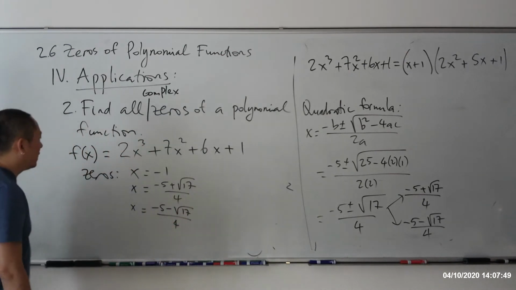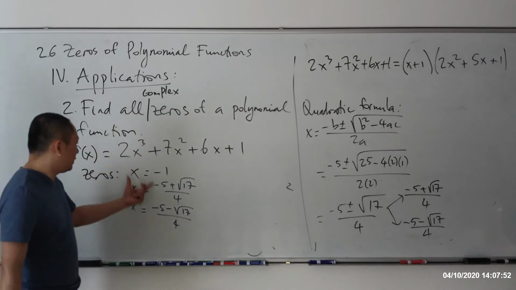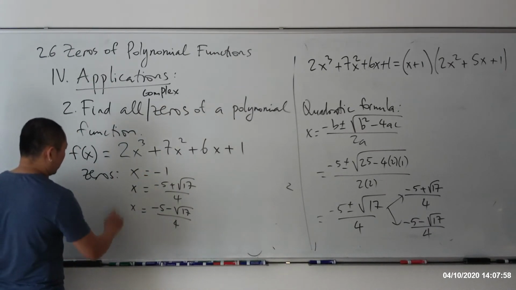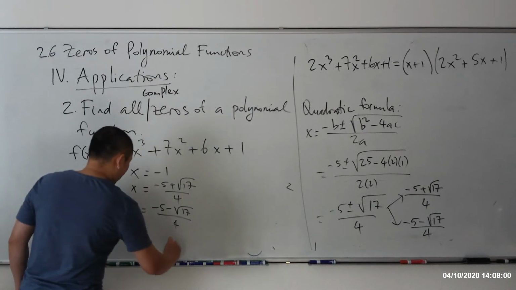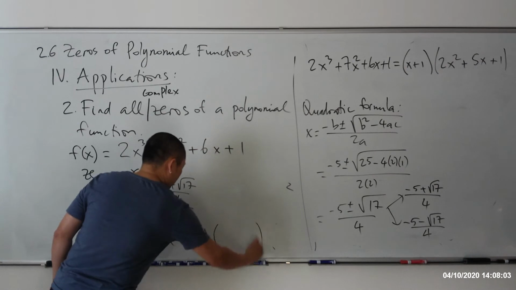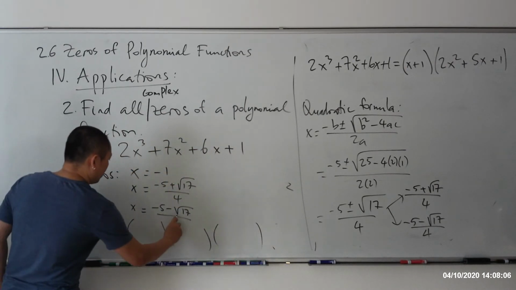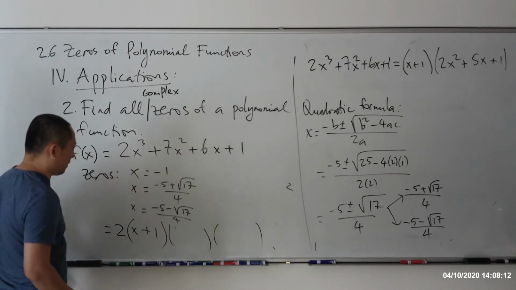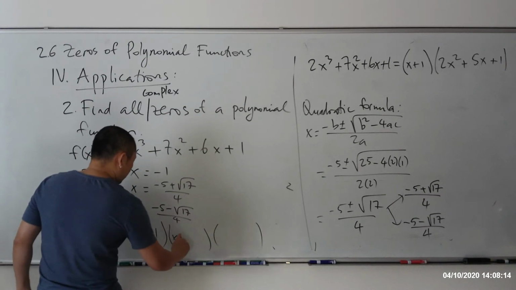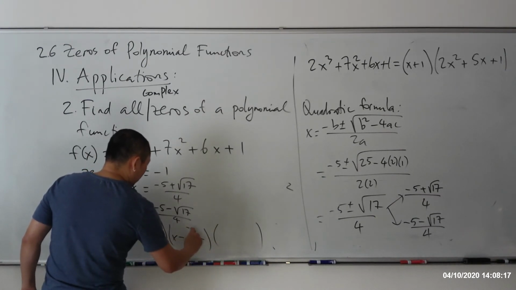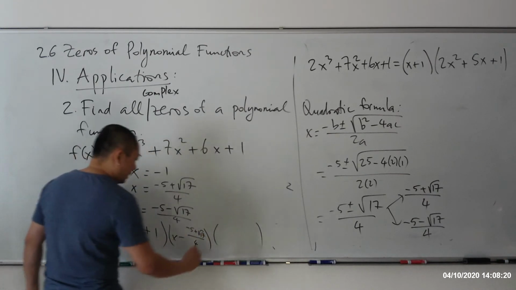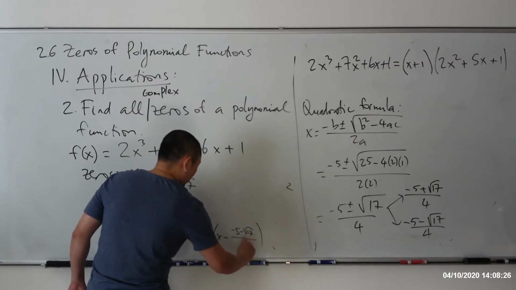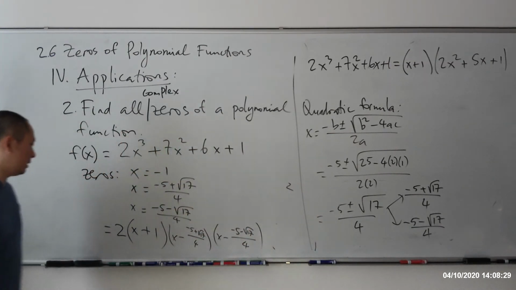They're all real numbers. And you may see a bonus question. It asks you to express the polynomial as a product of linear factors. So you're going to write it this way. Leading coefficient is 2, right? Product of 3 factors. You're going to have 2 times x plus 1, and then x minus (-5 plus square root of 17 over 4), and then x minus (-5 minus square root of 17 over 4). And of course you can simplify the negative sign, but let me just leave it there.